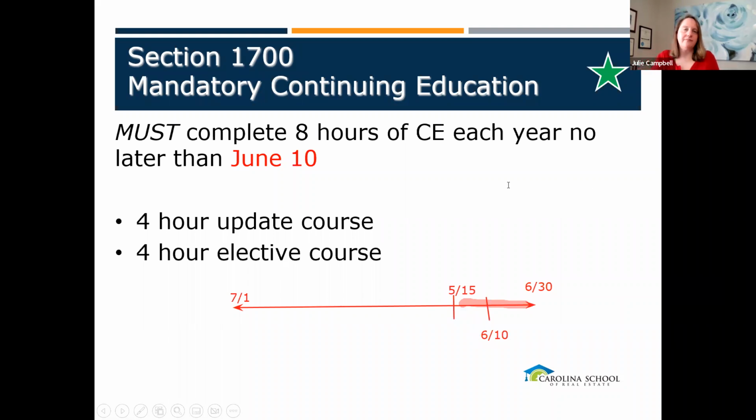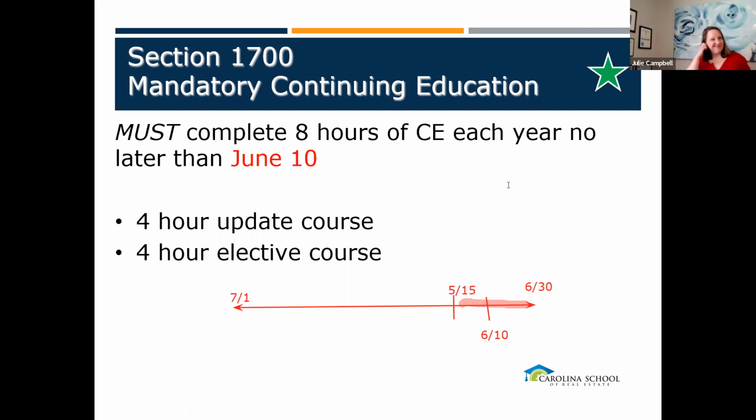Here's the deal, you guys. The Real Estate Commission doesn't allow any education provider or real estate school to offer CE for credit after June 10th. It's a blackout period. June 11th to June 30th is a blackout period, and nobody can offer CE for credit. Part of the reasoning is because this is when they're processing everybody's renewal fees and CE credit.